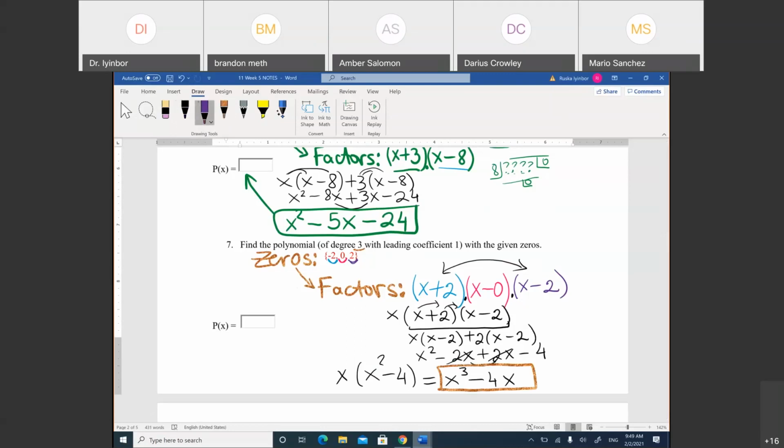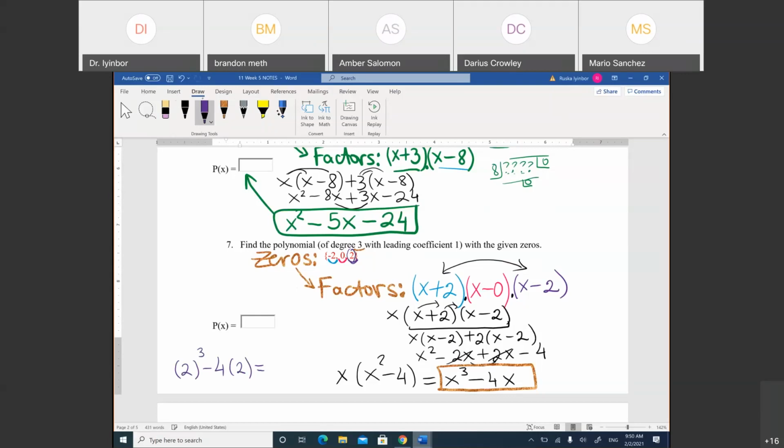What that means? That means if I take, for example, 2, I'm going to use the last one, and if I replace x with 2, the answer is going to be 0. So let's check that for you just to see. So I'm going to replace all the x's with 2. So I have x cubed minus 4x. And in the place of x, I'm going to put 2.